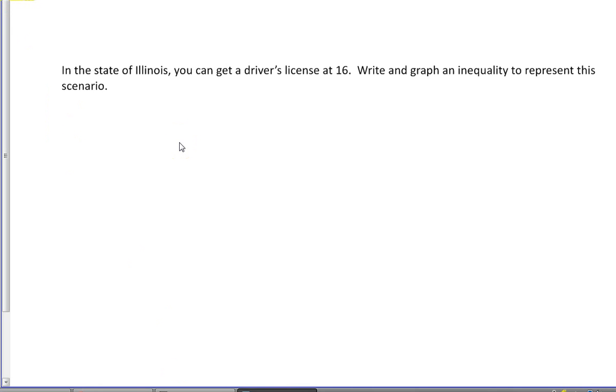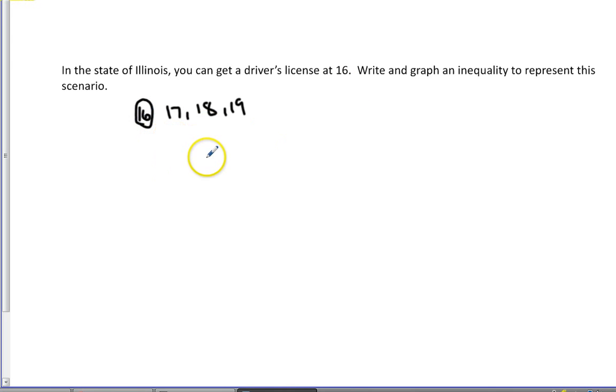Okay, so in this scenario, it says, in the state of Illinois, you can get a driver's license at 16. Write and graph an inequality to represent this situation. So what I always like to do when we start off thinking about inequalities, remember, inequalities have more than one answer. So who can get a driver's license? 17-year-olds can, 18, 19, and you can see my numbers are getting larger than 16. So I have to ask myself, can 16-year-olds get a driver's license? They can, and I'm going to go ahead and circle that because it is included. So we're going to go ahead and color that in.